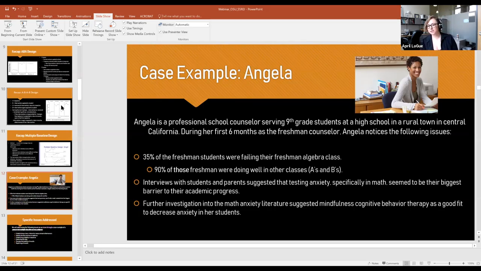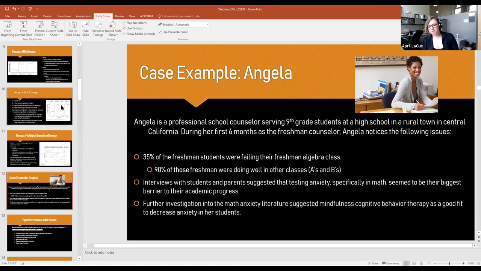Angela's a professional school counselor, ninth grade at a high school in a rural town in California. In her first 6 months as a freshman counselor, she notices the following. 35% of her freshman students were failing their freshman algebra class. 35% of them. 90% of them were doing well in other classes. So as a new counselor coming into this high school setting, Angela's wondering what's going on here and how can I figure this out? Yeah, I can look at the grades and compare them and show them in a meeting, but what am I going to do about it as the counselor? Because as a professional counselor, that's our role. How are we going to advocate for our students?